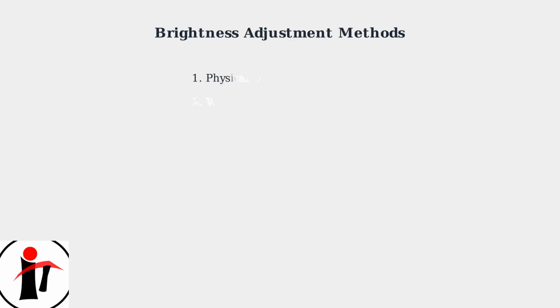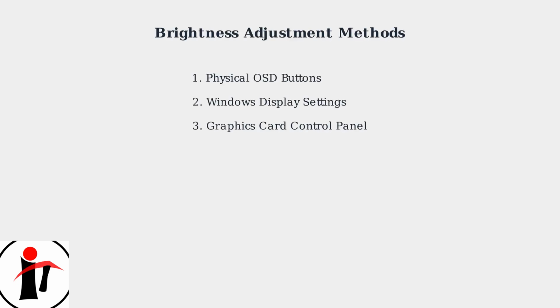Sceptre monitors offer three main ways to adjust brightness. Each method has its advantages depending on your preferences and monitor model. The most common method uses the physical buttons on your monitor.